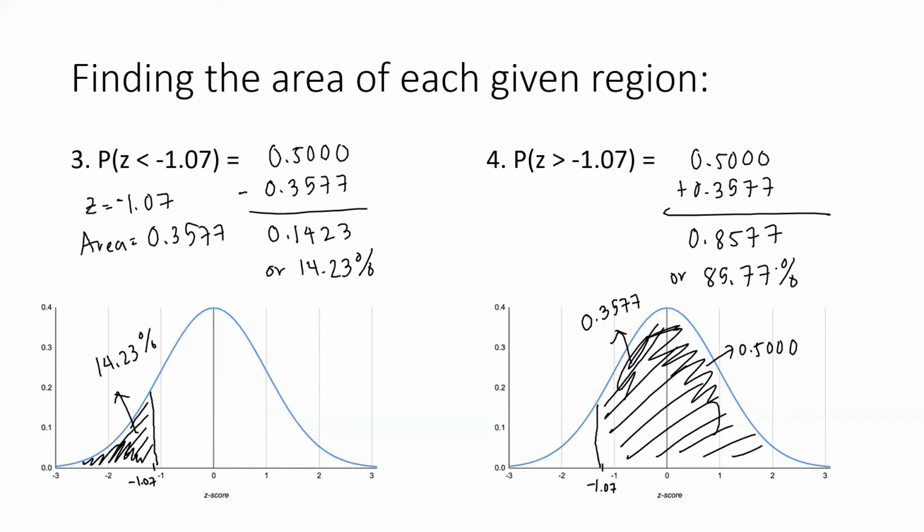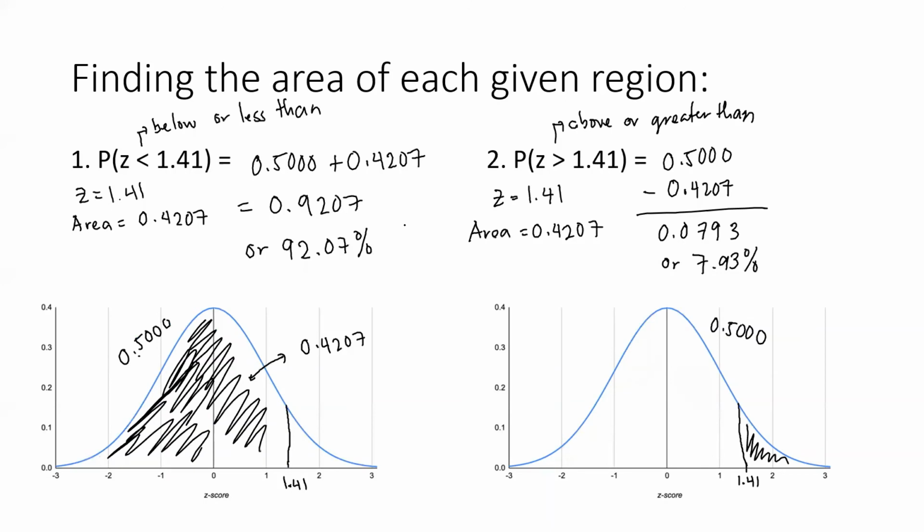or shall I say if the z is greater than the negative z score, all we can do is add 0.5000 with the area that corresponds to that negative z-score. However, if the z is less than the negative value, we're just going to subtract 0.5000 with the area that corresponds to that negative value.